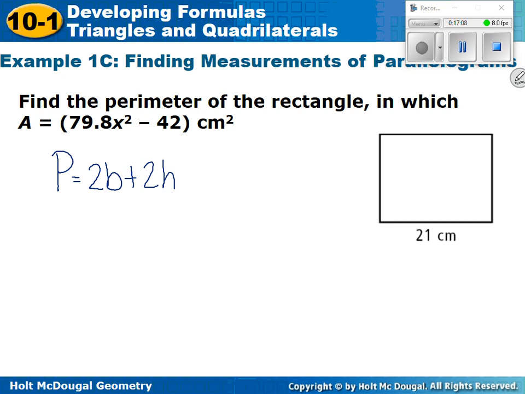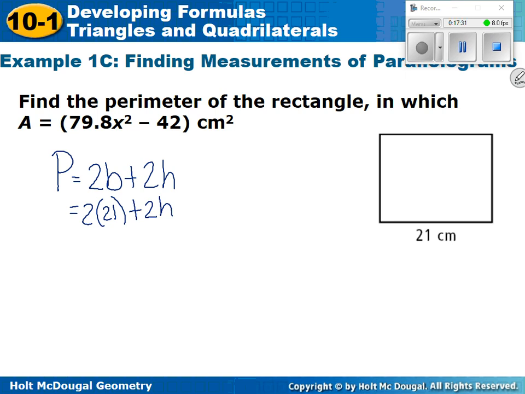So find the perimeter of the rectangle. Looking at the picture, what do we know that goes into this formula? Base. So we have 2 times 21 plus 2 times h. Do we know what h is? No. Sometimes you're going to get to this point and you're going to be stuck and you can't go any further without using what else they tell you.